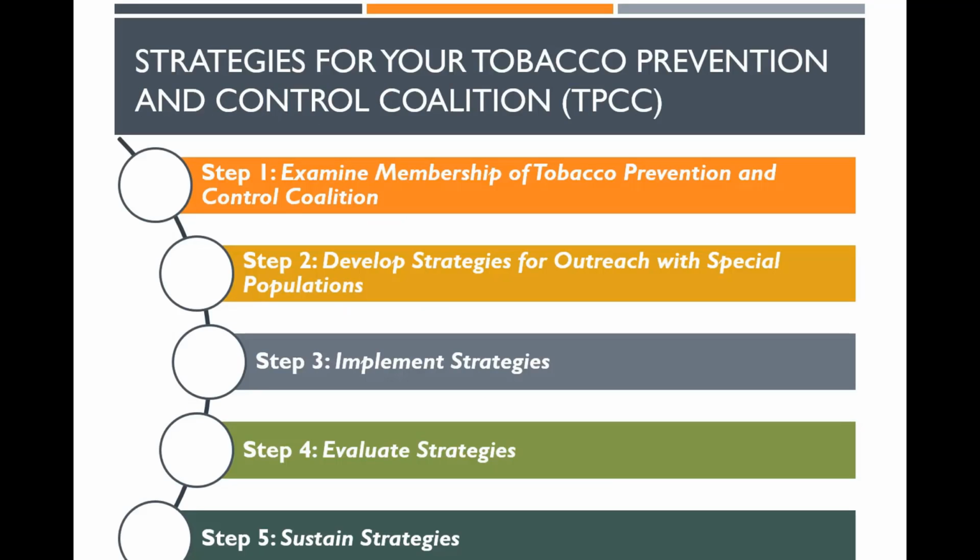During this presentation, we will discuss in detail the 5 steps for promoting smoking cessation in communities through coalitions. These steps are: 1. Examine the membership of the coalition. 2. Develop strategies for outreach with special populations. 3. Implement the defined strategies. 4. Evaluate the progress using the RE-AIM model. And 5. Sustain the strategies.